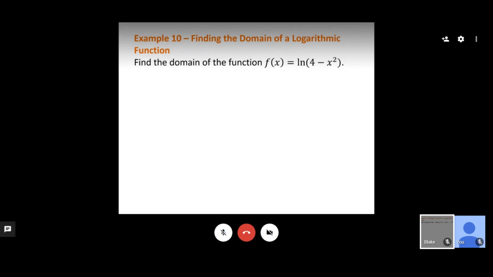All right, so let's take a look here at example 10. We want to find the domain for this function.